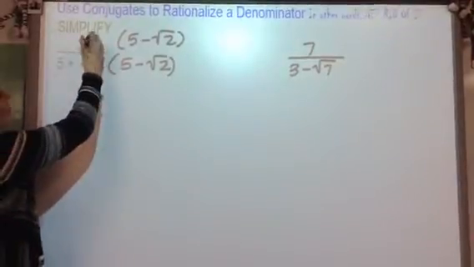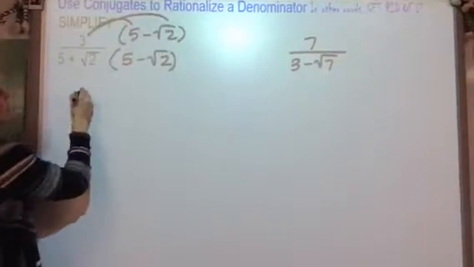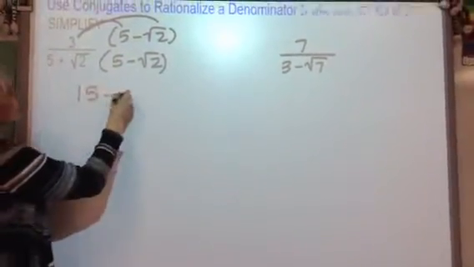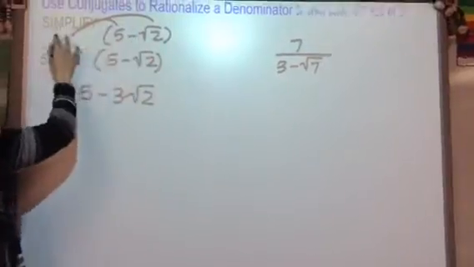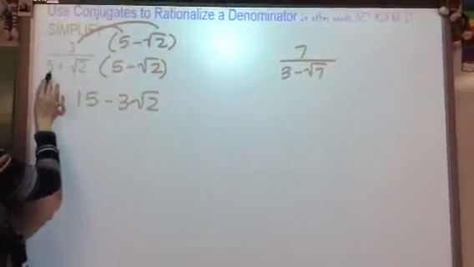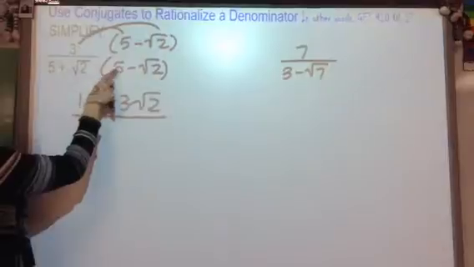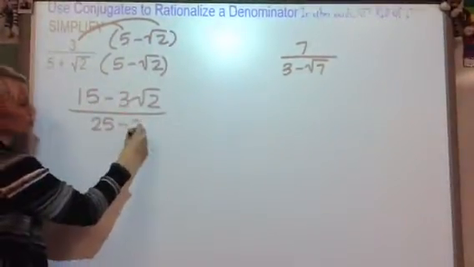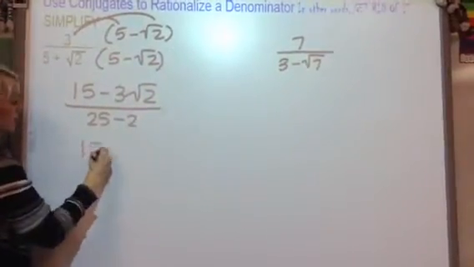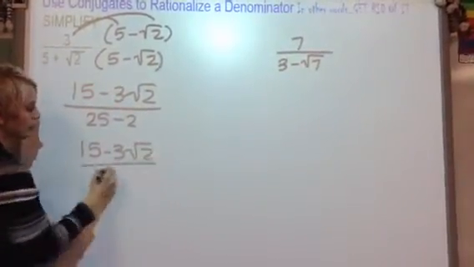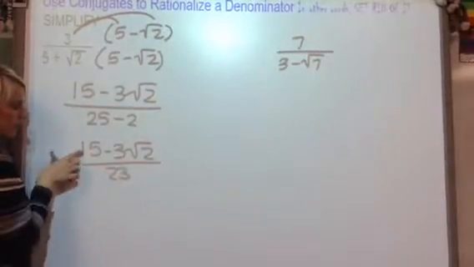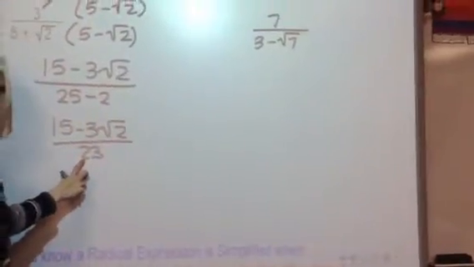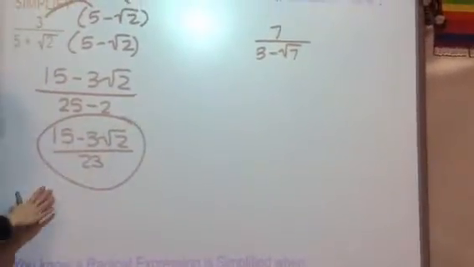So in the numerator, I have to distribute this 3. So that would be 3 times 5, which is 15, minus 3 radical 2. So the top is simplified. In the denominator, you're going to do a squared, so 25, minus radical 2 squared, which would be 2, which simplifies to 23. Now look at your 3 numbers that are outside the radical. Do they share a common factor? Well, those 2 do, but 23 doesn't.